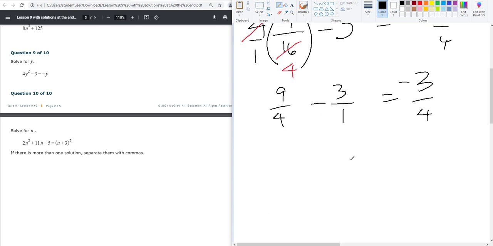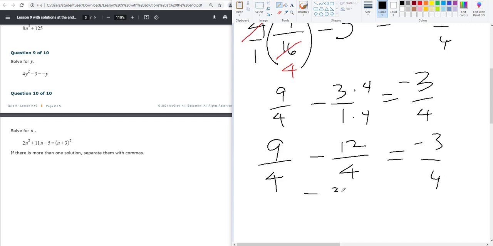Well, fractions have to have a common denominator. So if I'm not using my calculator to do this, I have to make them both have a denominator of 4. 9 over 4 minus 12 over 4 is negative 3 over 4, and that means it checks. Now, it's not necessary or required to check, but it is certainly something you might want to consider doing on a test, because if you factored wrong, you would figure it out when you check it.